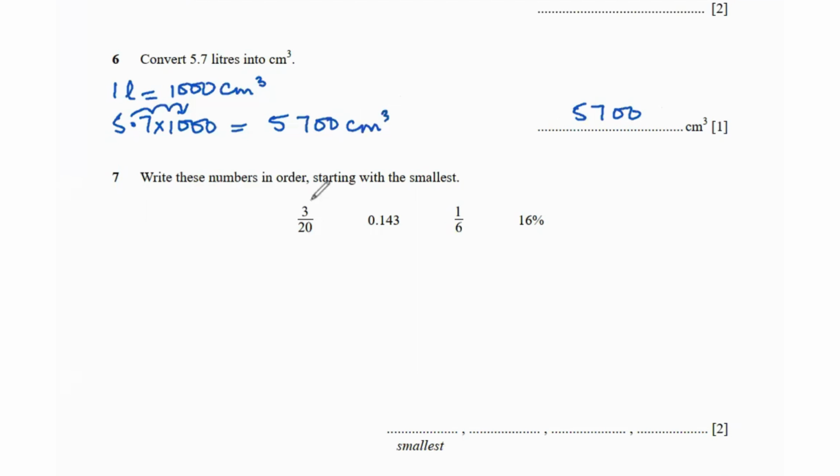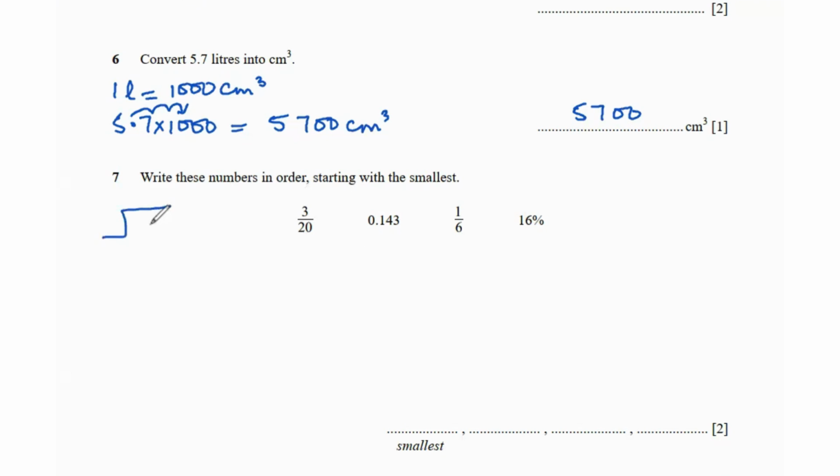Next question says write these numbers in order starting with the smallest. So we have 3 over 20, 0.143, 1 over 6, and 16%. We have fractions, decimals, and percentage. So in order to figure out which one is the smallest and which one is the largest, we need to convert all of them into the same format. You can convert them into fractions, all into decimals, or all into percentages. I would suggest converting them all into decimals because that would be easier to solve in our case.